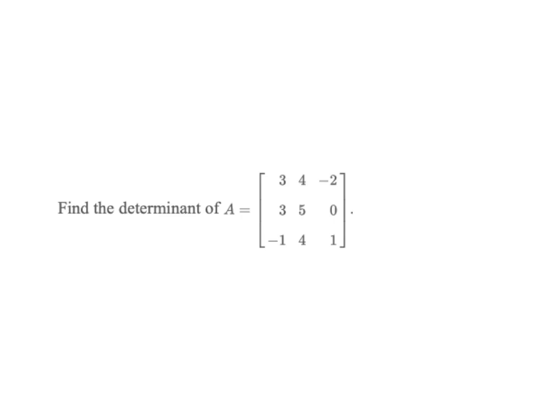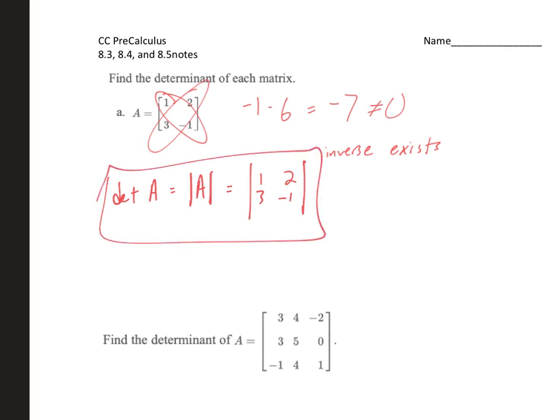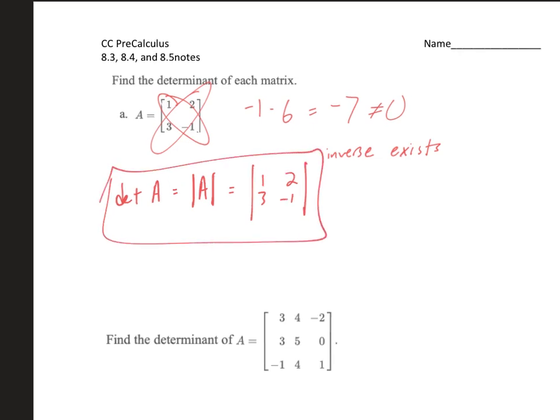Also, just a tip, if you ever see DET of A, I talked about this in the last video, that means determinant. Also, if you ever see capital A in absolute value bars, that means the determinant of A as well. Or if you were to see a matrix like 1, 2, 3, -1 in absolute value, these all three mean the determinant of matrix A, just so you know.